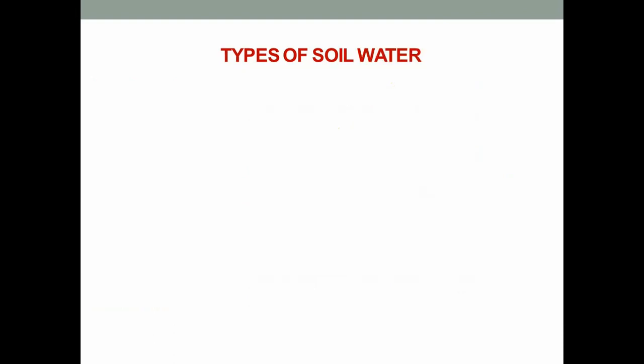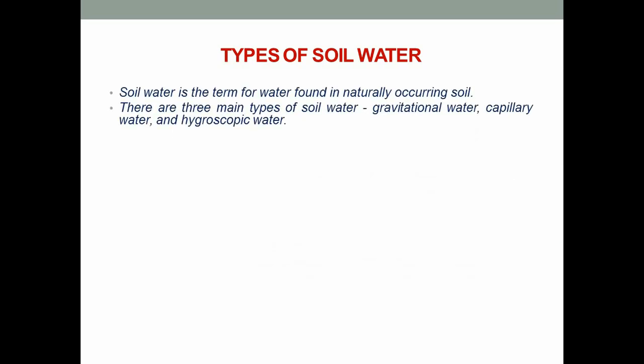We'll go to the next slide. It is types of soil water. Now soil water is the term for water found in naturally occurring soil. It is the water which is found inside of the soil pores. Now there are three main types of soil water. They are gravitational water, capillary water and hygroscopic water. We'll see all these three types.